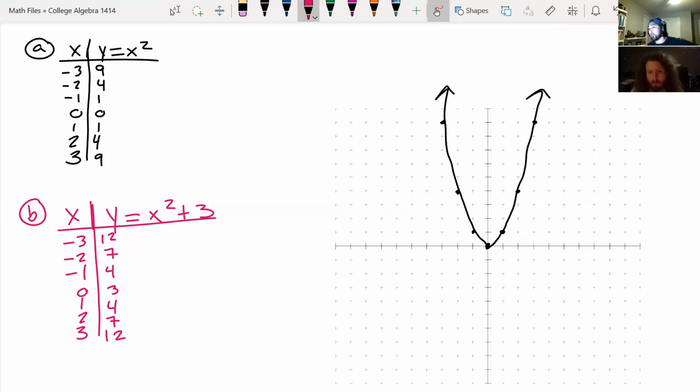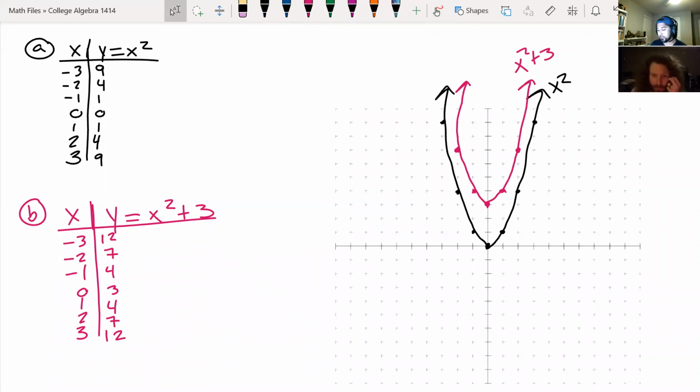And now we're going to graph our vertically transformed function. All we did was shift it up 3. Negative 3, 12 is not going to fit, but negative 2, 7 will. So 4, 5, 6, 7, right there, right there. And then negative 1, 4, there, there, and 0, 3. Okay, so you have x squared plus 3, and then we have x squared.